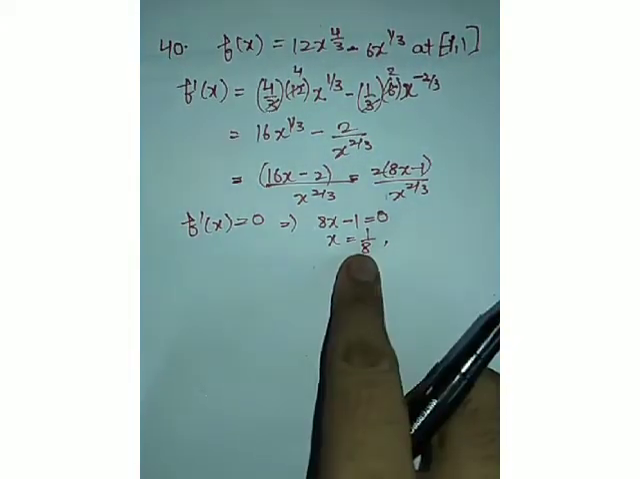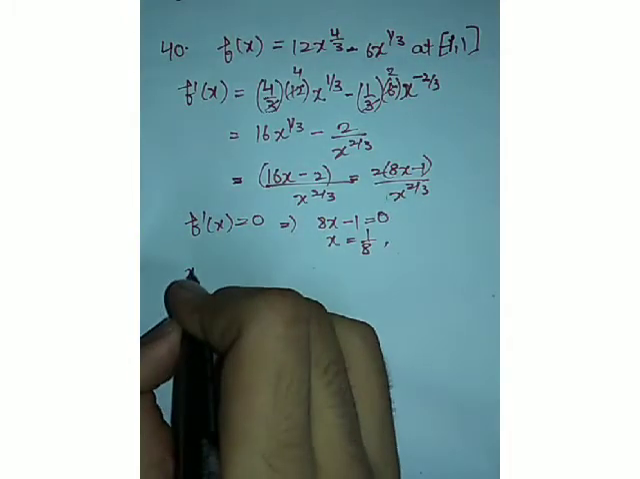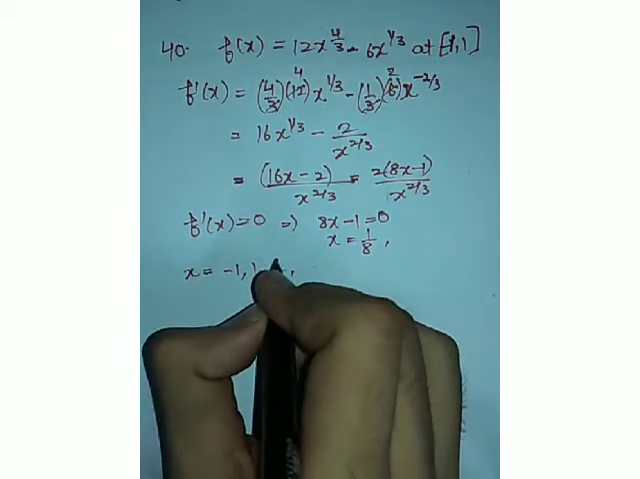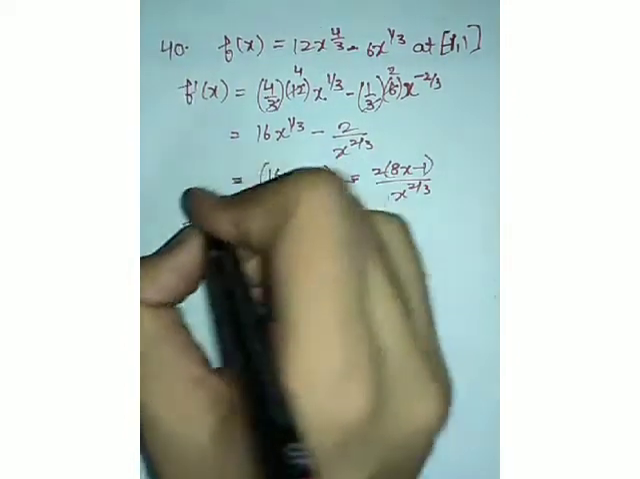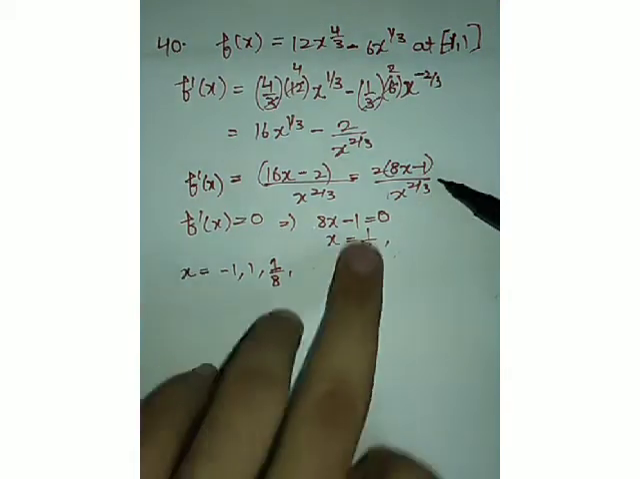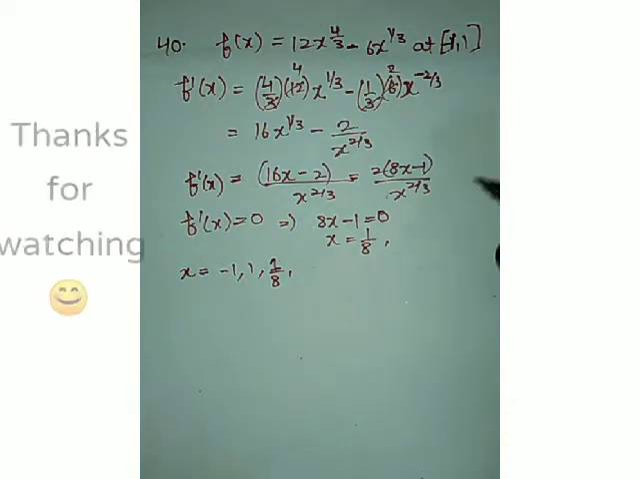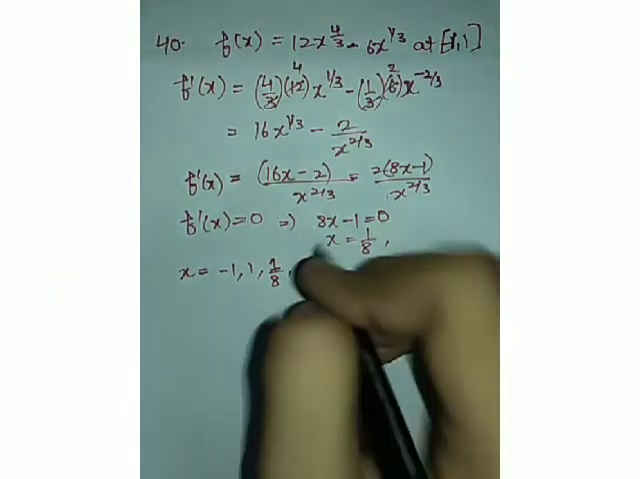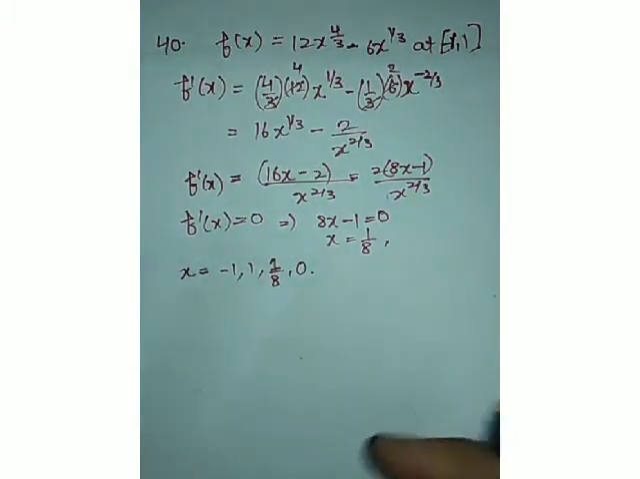One value is this, and two values we will get from the interval. So x is equal to minus 1, 1 and 1 by 8. Now in your book they have taken x equal to 0 as well. But why? Because in f dash x, when you put x equal to 0, it becomes infinity, or it becomes a not defined kind of term. So that is why x equal to 0 is also a critical point. That is why there are total 4 points: minus 1, 1, 1 upon 8 and 0.